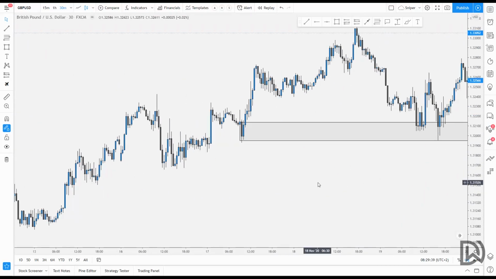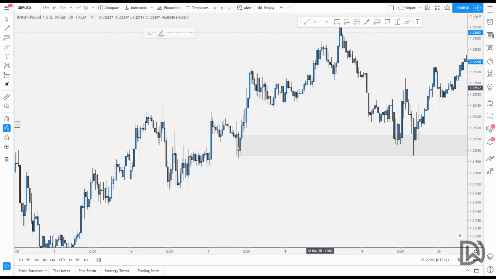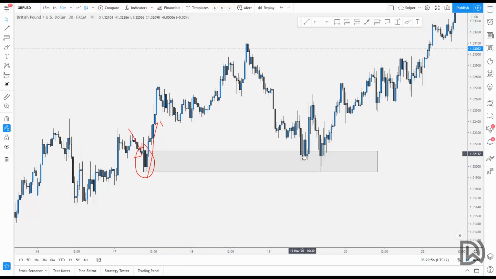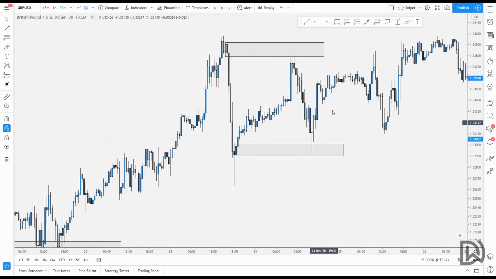Here we have another example of a bullish order block. We have the down candle, this black candle, and then we have the up movement. So that is our order block. And we can see price coming back to retest this order block, retest it again, and then we have a push to the upside.